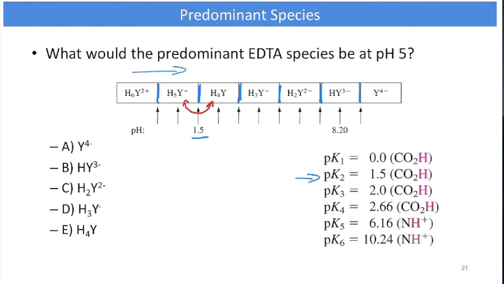Now we're asked what is the predominant species at pH 5. The easiest way to figure out where we are on this diagram is to fill in the rest of the pKa's. The next pKa will be 2, the one after that will be 2.66, and the one after that 6.16. So at pH 5, we know we're between these two values, so the predominant species is going to be this one right here. So the answer is going to be C.